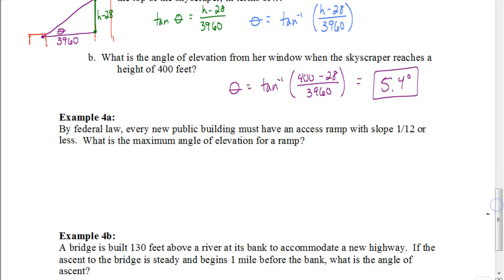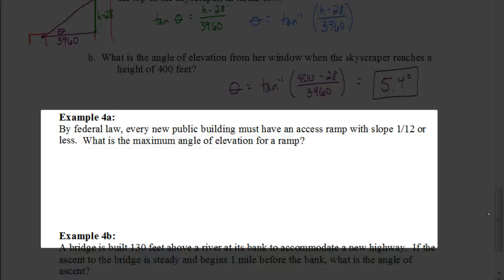Now, I want you guys to do this one on your own, but I'll help you get the diagram set up because it's worded a little bit different. It says by federal law, every new public building must have an access ramp with a slope of 1/12 or less. What is the maximum angle of elevation for a ramp?